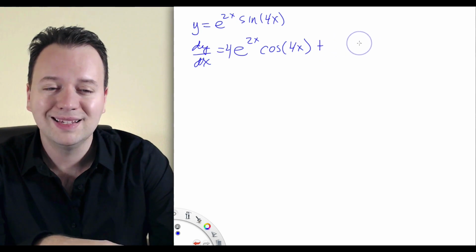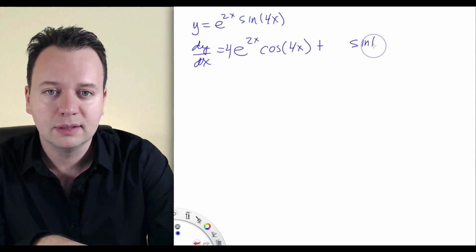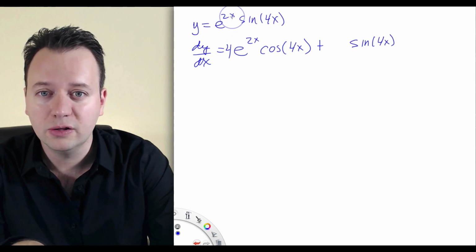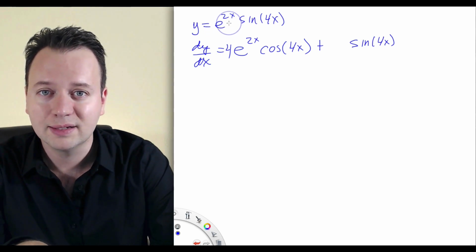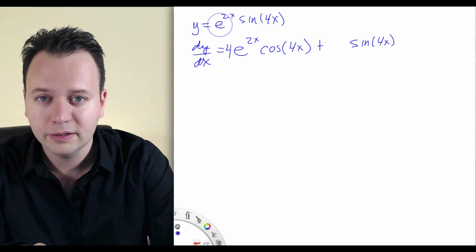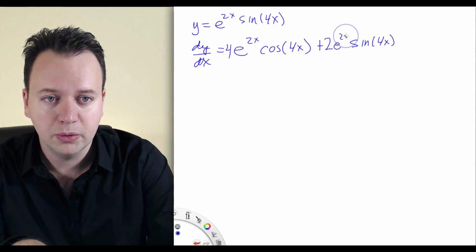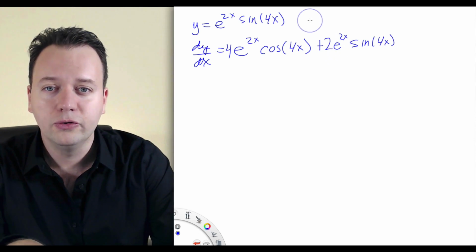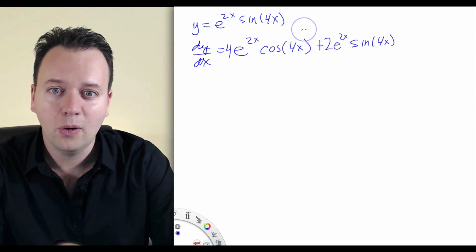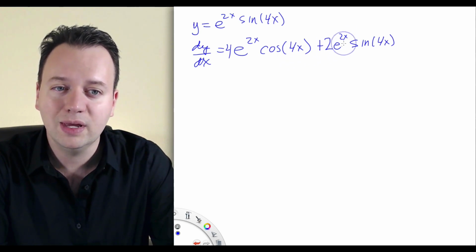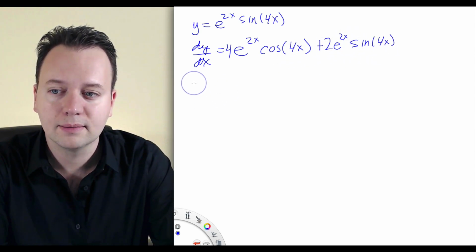And then plus the second function, sine of 4x, times the derivative of the first. The derivative of e to the 2x is e to the 2x times the derivative of the upstairs. So e to the 2x times 2. So it's plus 2e to the 2x. So there you go. The derivative of e to the 2x sine of 4x is 4e to the 2x cosine of 4x plus 2e to the 2x sine of 4x.